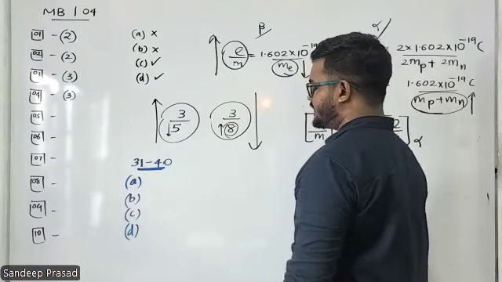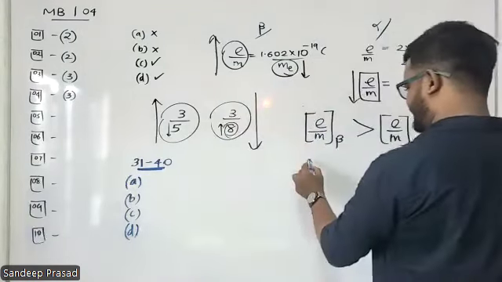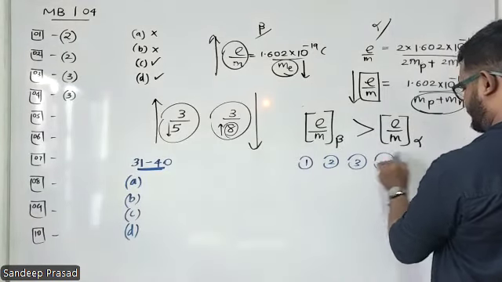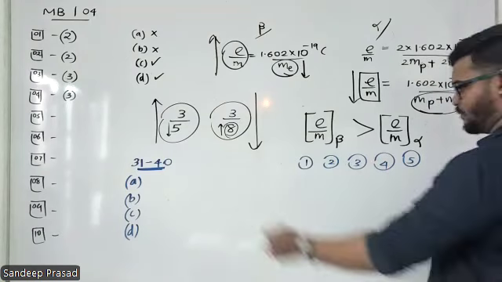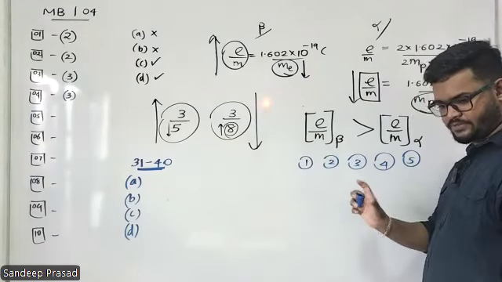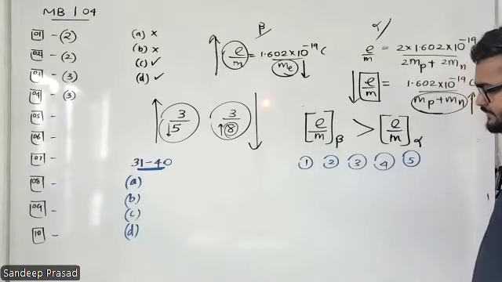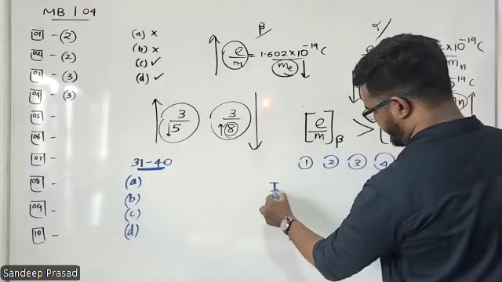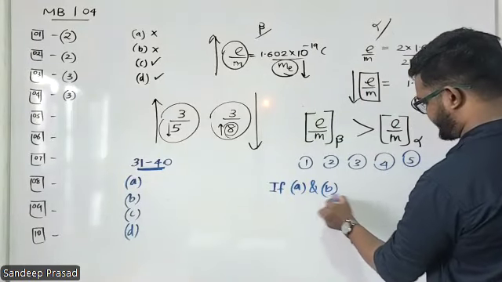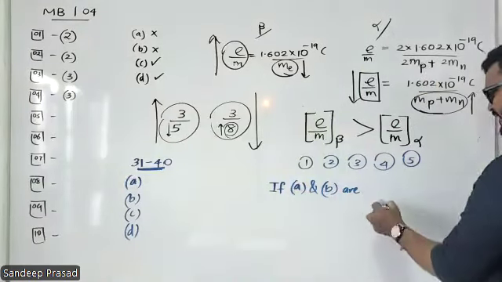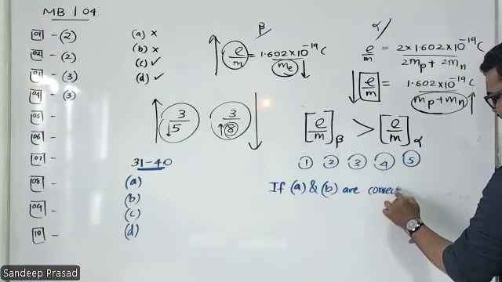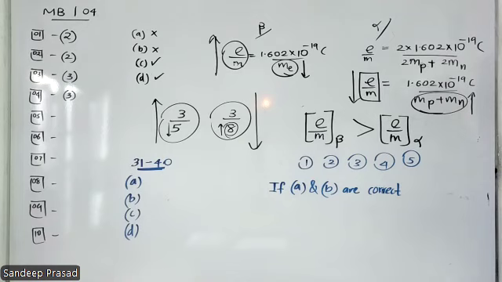Now we know that in the answer sheet, we have options like 1, 2, 3, 4, 5. These are the options. Then why have they given A, B, C, D? So there is a particular process to go for the answer. If statements A and B are correct, what is the option that we have to choose? Number 1.